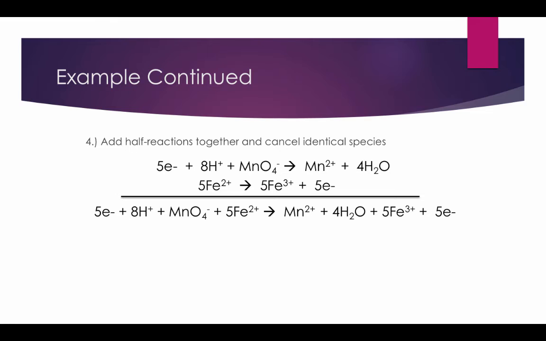Now we can cancel anything that appears on both sides. In this case, only the electrons appear on both sides, so they can be canceled and nothing else. If you can't cancel the electrons, that means you've done something wrong. You should always gain as many as you lose, so these should always cancel out. Now you should double check yourself, make sure all of the masses and charges are balanced, and then congratulate yourself because this is a long process.